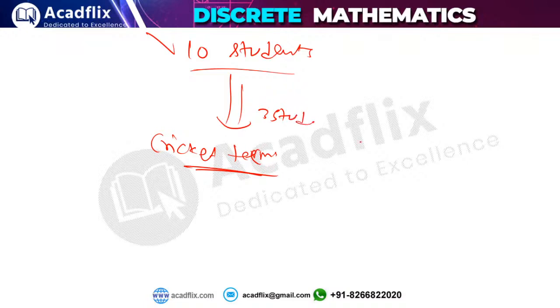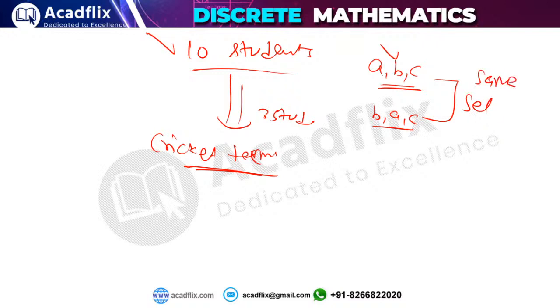So of course the order does not matter. You only need 3 people. For example, if you select A, B, C, then this is one selection. Remember, this is not a different selection from B, A, C, because these two are the same selection. Because you want 3 people. So this selection is giving you A, B, C, and this selection is giving you B, A, C. So both are the same selection, right?